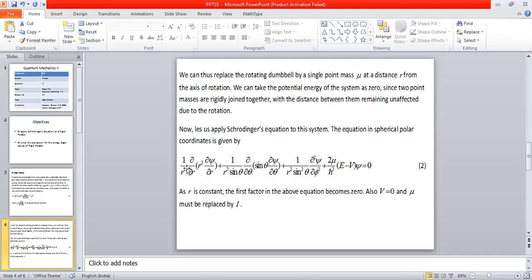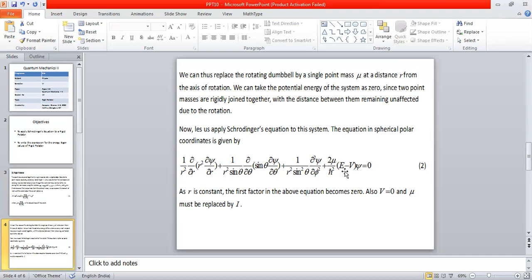So it is 1 by r square dou by dou r of r square dou psi by dou r, plus 1 by r square sin theta dou by dou theta of sin theta dou psi by dou theta, plus 1 by r square sin square theta dou square psi by dou phi square, plus 2 mu by h cut square times E minus V, times psi, is equal to 0.